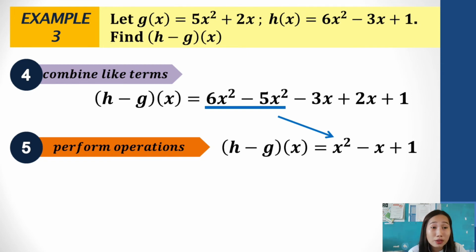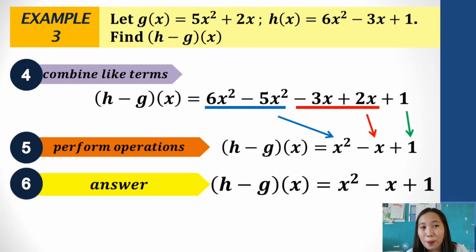Saan naman kinuha tong si negative x, si minus x? Dito. Negative 3x plus 2x, naging x. Tapos, i-copy mo si 1 kasi wala na tayong ma-perform na operation sa kanya. So, we have now our final answer. H minus G of X equals x squared minus x plus 1.